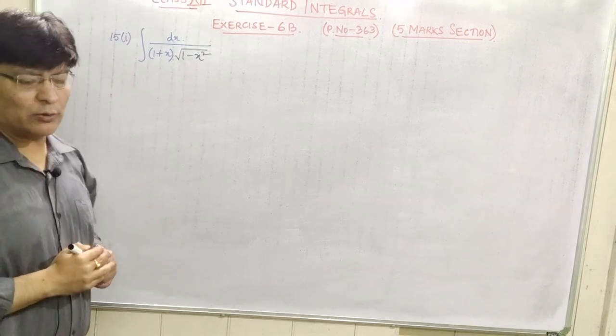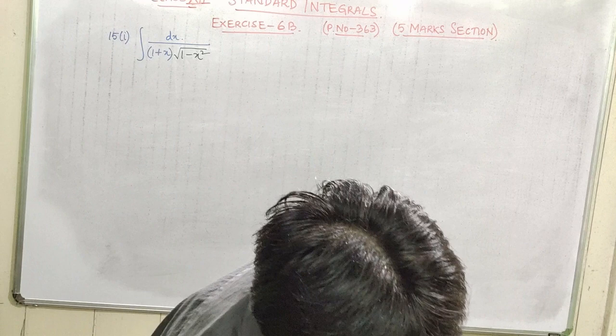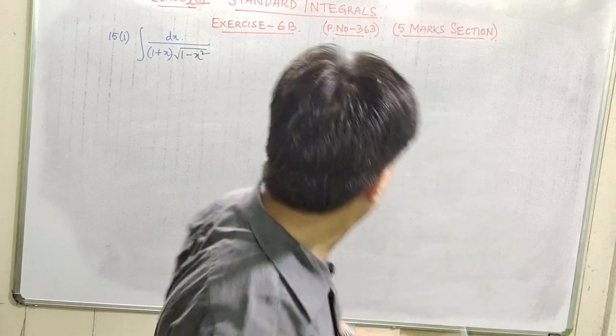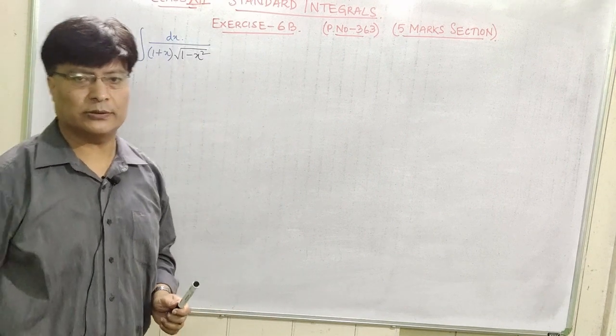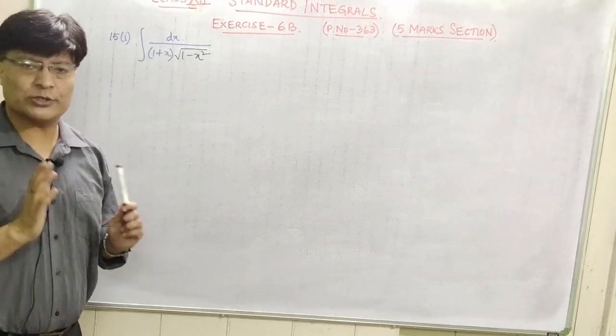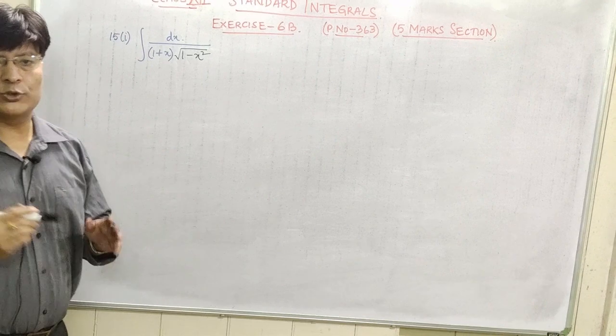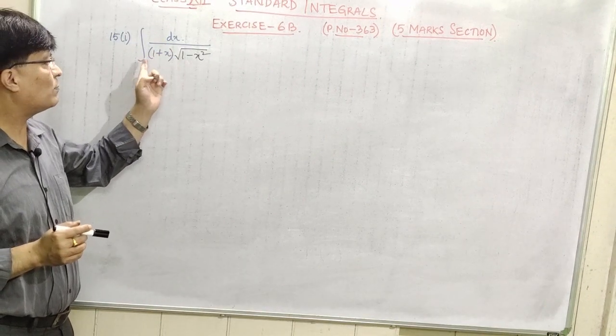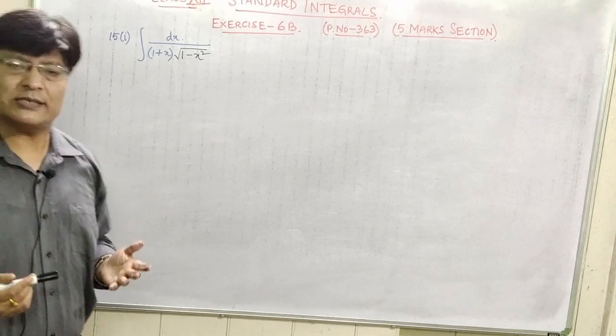Okay. So now this is 15 number 1. Integral dx divided by 1 plus x into root over 1 minus x square. This is the correct question. So let's do this question number 15 number 1. You have to evaluate this integration: integral of dx divided by 1 plus x root over 1 minus x square.